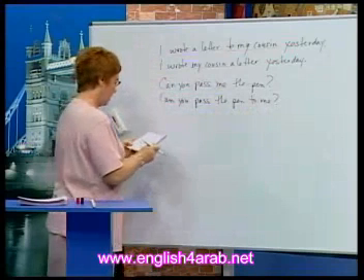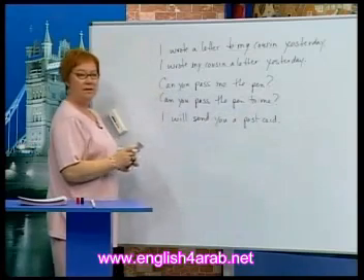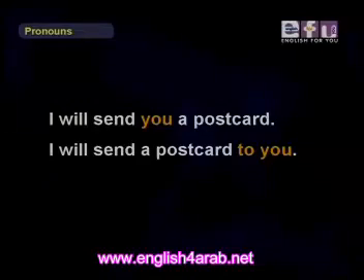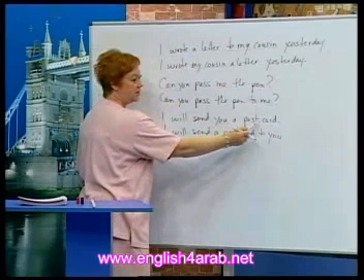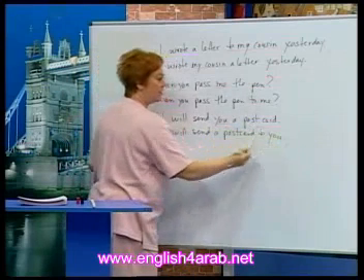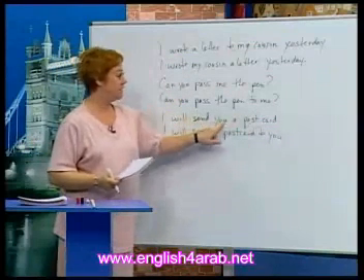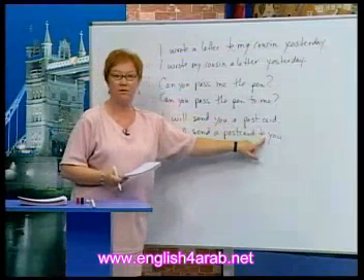Okay? All right. And I will send you a postcard. Okie dokie, Isabel. I will send a postcard to you. Yes. Again, we took "you," because this is the direct object. "You" becomes "to you." Okay? So when it comes before the object, no "to," no "for." When it comes after the direct object, we have "to" or "for."